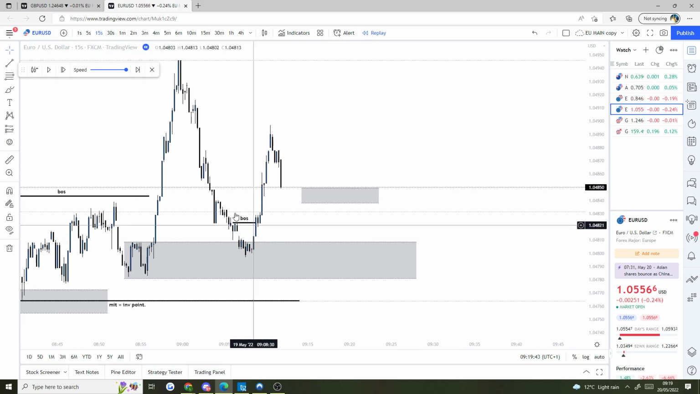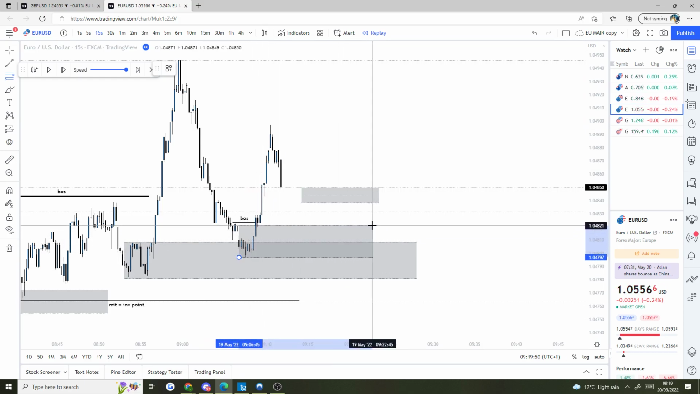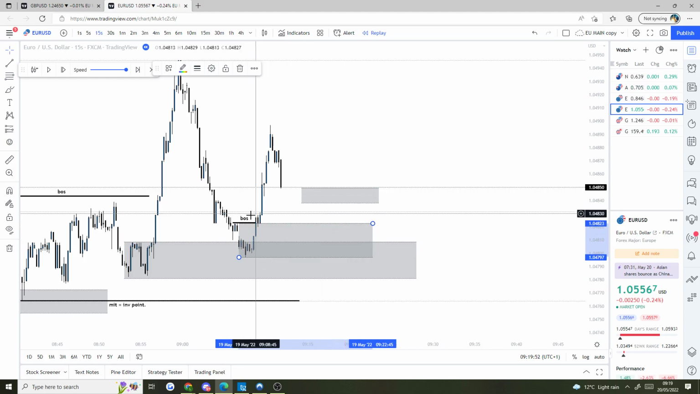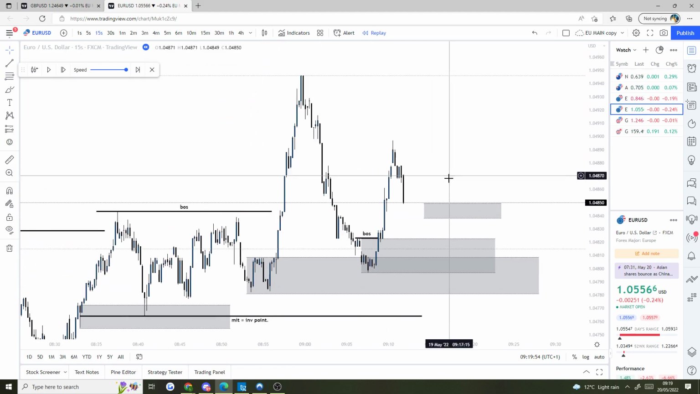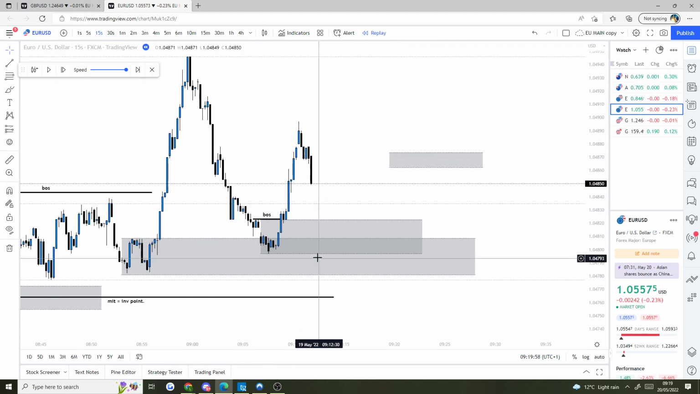Now on the 15 second, after we've tapped into here, we've had this big impulsive leg, and what that left behind for me was this whole area down here to then look to buy away from. So at this point, I was just basically looking to buy away from this area here.